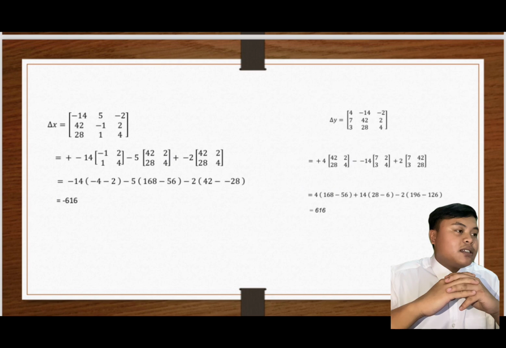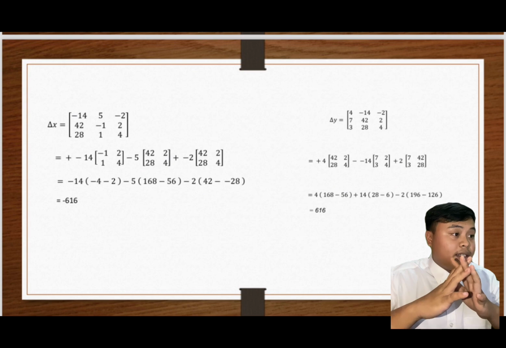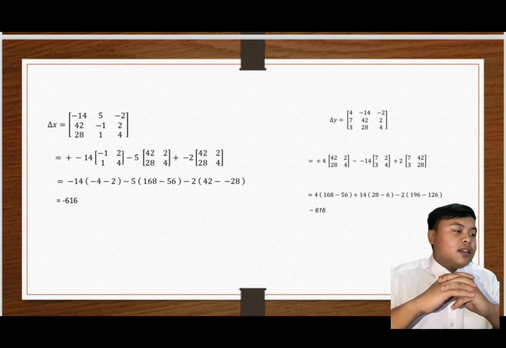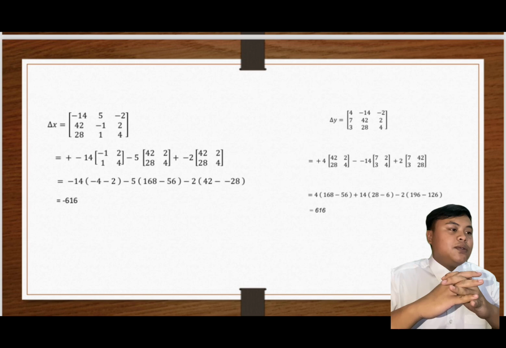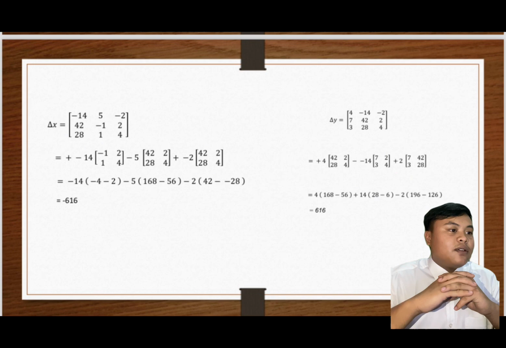Step 2 is delta x. In matrix form, the first column is negative 14, 42, 28, the second column is 5, negative 1, 1, and the third column is negative 2, 2, and 4. The solve is negative 14 multiply negative 4 minus 2, negative 5 multiply 168 minus 56, and the last, negative 2 multiply 42 minus 28, and the answer is negative 616.